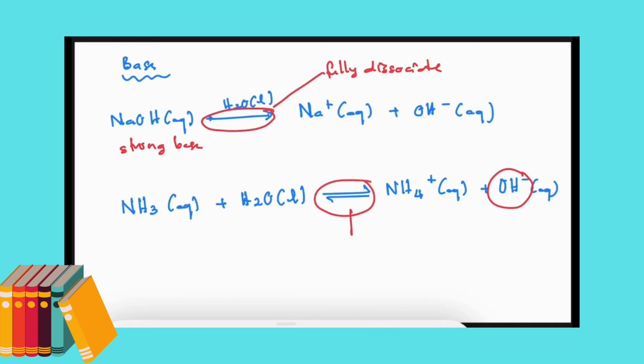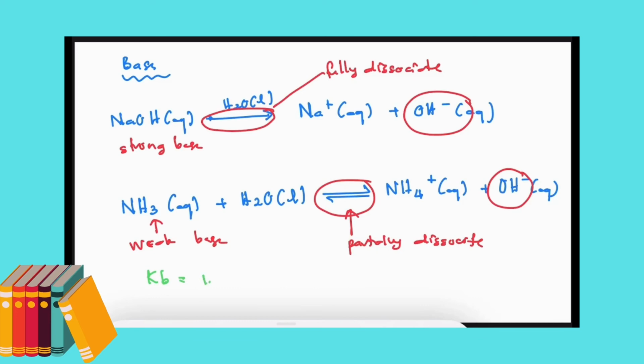So this is a reversible reaction, so they are partially dissociated. Automatically this is a weak base. Both are bases because they produce OH minus, and usually the Kb value is given to indicate that it is a weak base. Kb represents base, Ka represents acid. For ammonia, the Kb is different, depending on the substance or compound that you use. This is the Kb for ammonia.